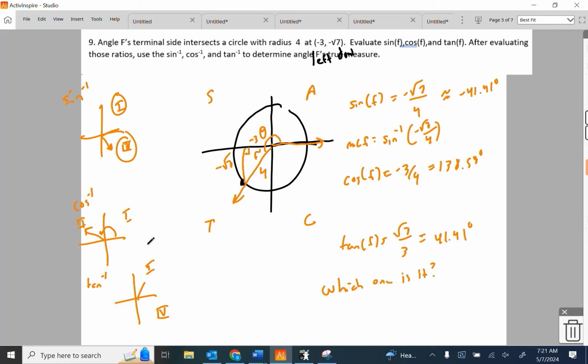The reason it did that is because of positivity. The reason arc sine returned an answer in quadrant 4 is because of negativity. The y value is negative here. And when we did arc cosine, we had a negative value. X is negative in quadrant 2. So which one is it? It's none of these.